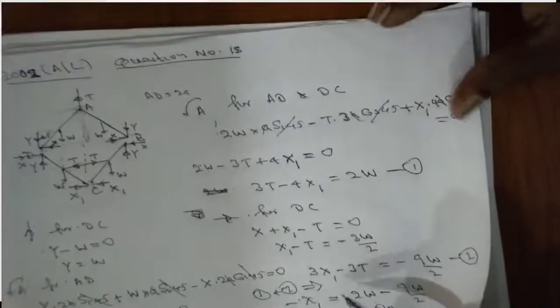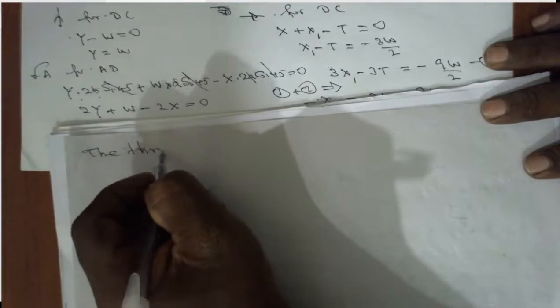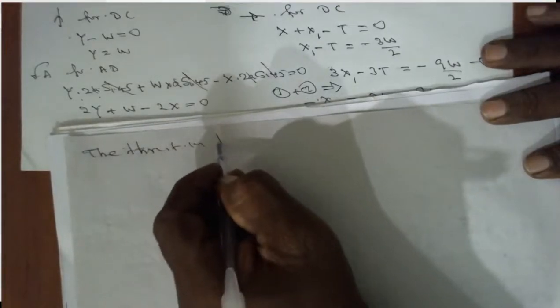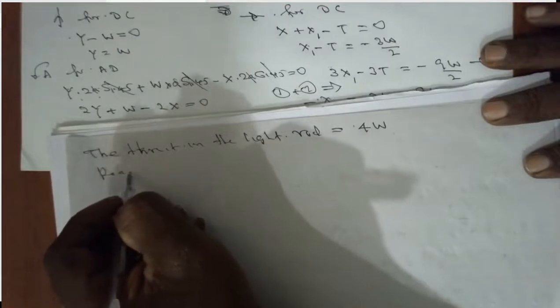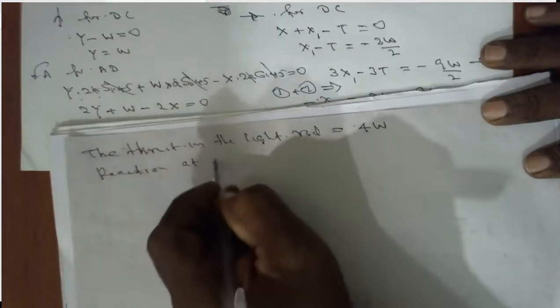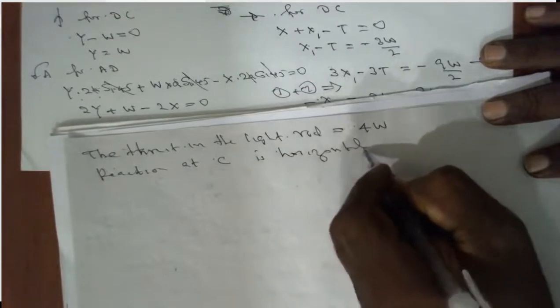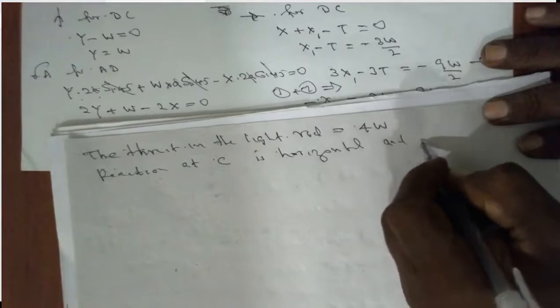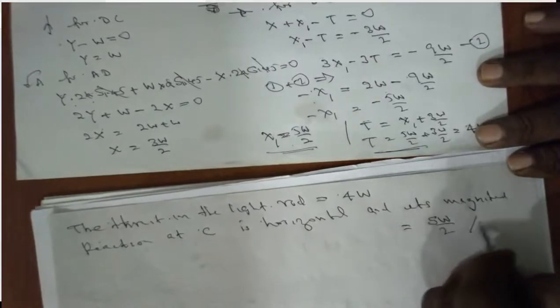Right? So how do you write the answer? Final answer. The thrust in the light rod equals 4W, and the reaction at C is horizontal and its magnitude equals 5W by 2. Okay?